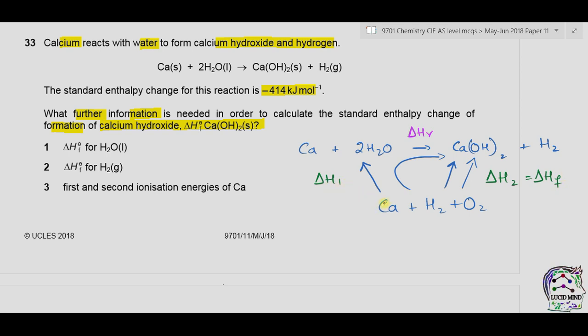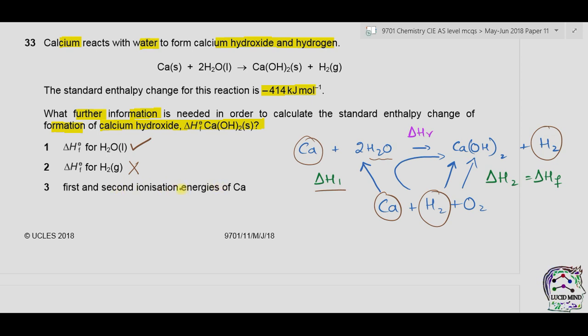As in delta H1, we can see that calcium is present, which is unchanged, so therefore enthalpy of formation will be 0. Second, water is formed, so we would need the enthalpy change of formation for water for delta H1. In delta H2, we have the enthalpy of formation of calcium hydroxide, which is to be calculated. And second is formation of hydrogen. As hydrogen is the same, therefore the enthalpy change of formation of hydrogen is 0. We don't need the value for the enthalpy change of formation of hydrogen.